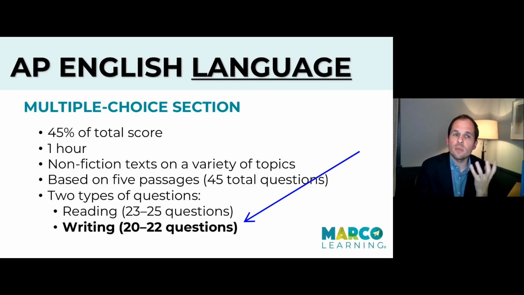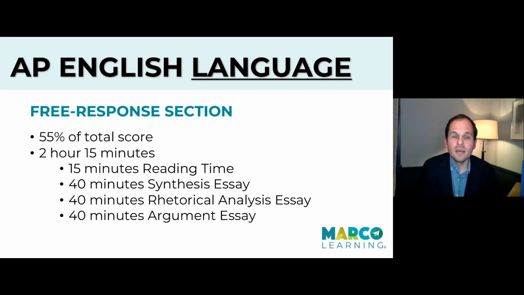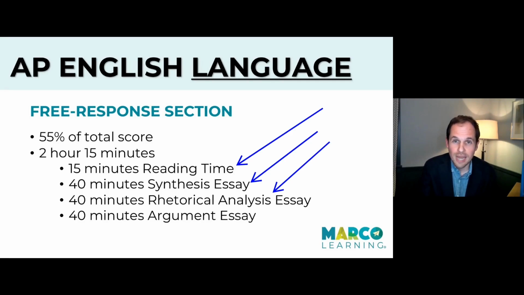So Lang starts with multiple choice for an hour, and then it's 2 hours and 15 minutes for 3 free response essays. You're going to get 15 minutes of reading time, and then you're going to get a 40-minute synthesis essay, which I'll explain in a minute. You're going to get a 40-minute rhetorical analysis essay. That was the one they left on the shortened exam from this past year. And then a 40-minute argument essay.